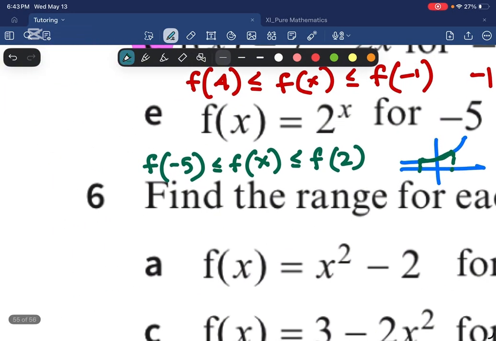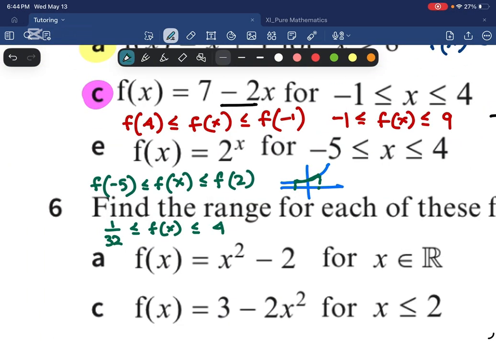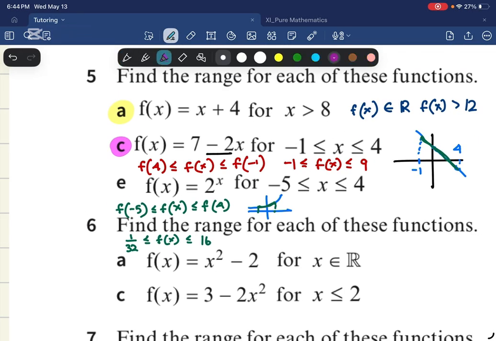So f of negative 5 is 1 over 32. 2 to the power negative 5 is 1 over 32. And you have f of x up until 2 to the power 2, which is just 4. Sorry, it's negative 5 up until 4. I'm so sorry. This has to be 4. So 2 to the power of 4 is 16. So 1 over 32 till 16. We are done with E.